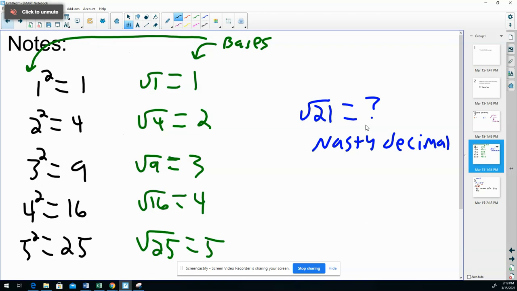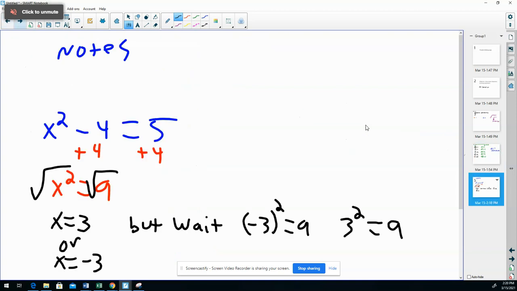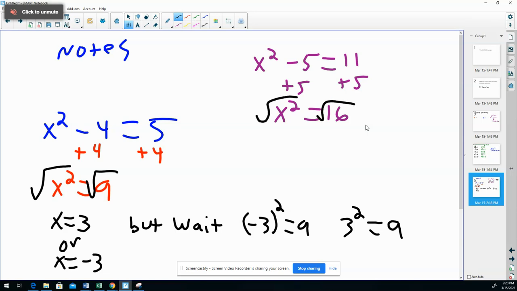Okay, so basically it's the same thing if we did these with all negatives, but you need to put those in parentheses when you square them. So let's look at another example. We have x squared minus 5 equals 11. So if we add 5 to both sides, we'll get x squared equals 16. And if we take the square root, we'll get x equals 4, or x could be negative 4.